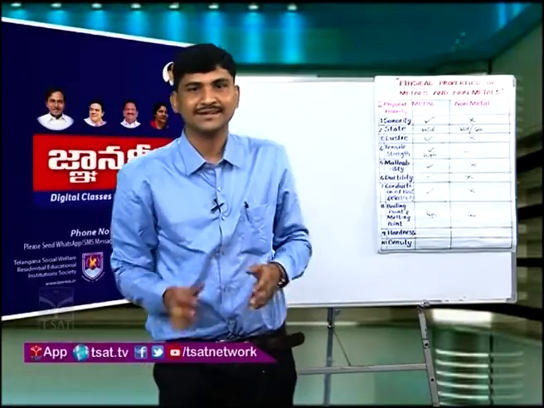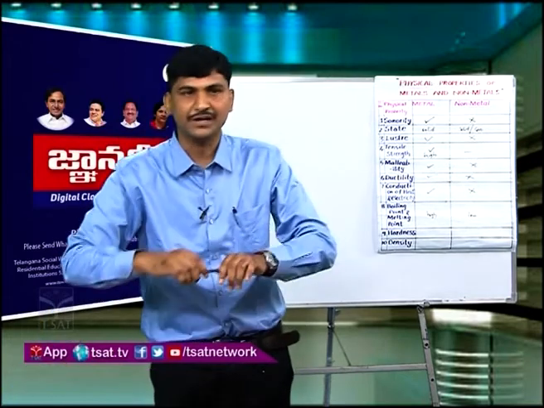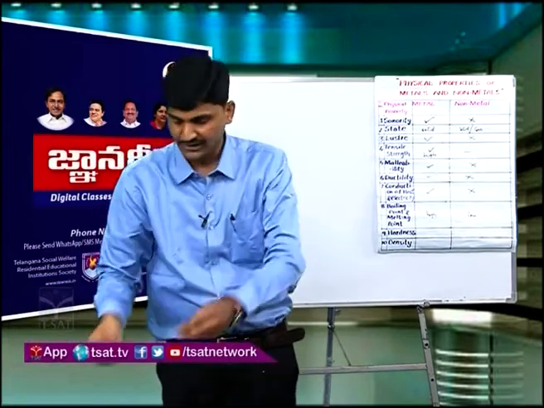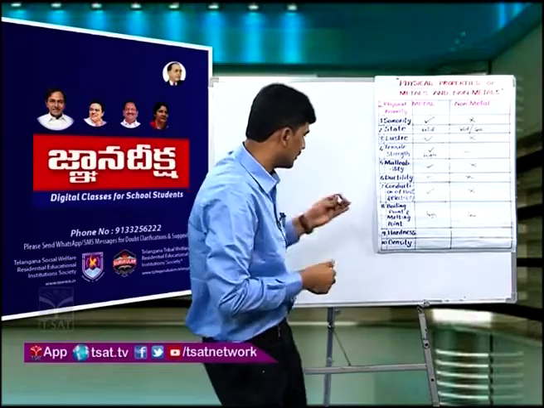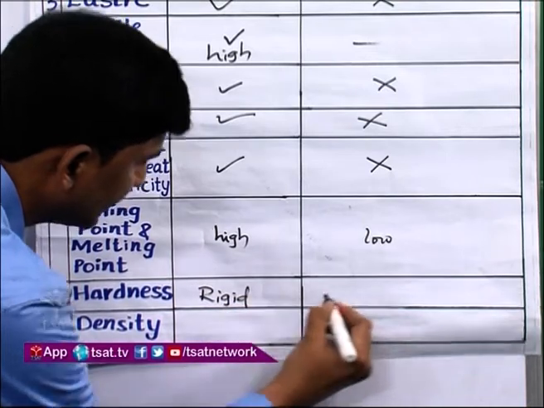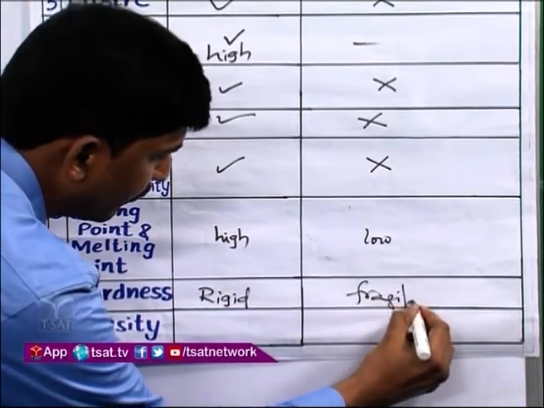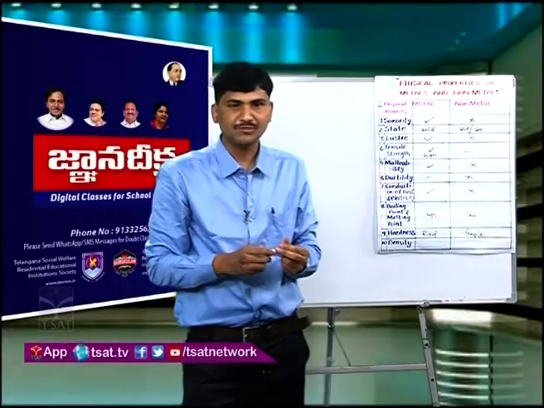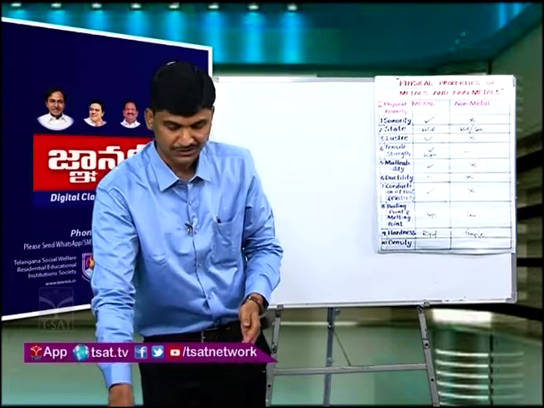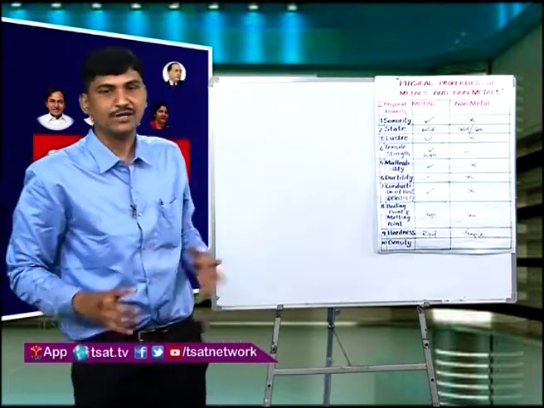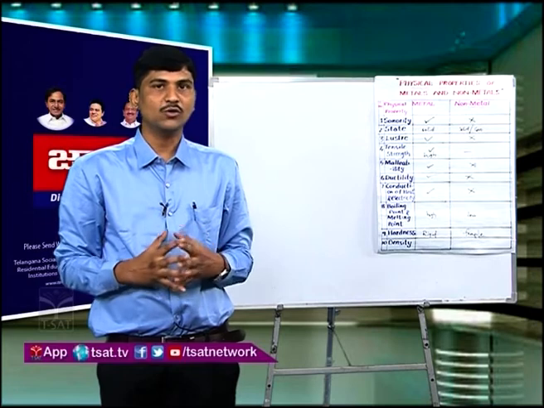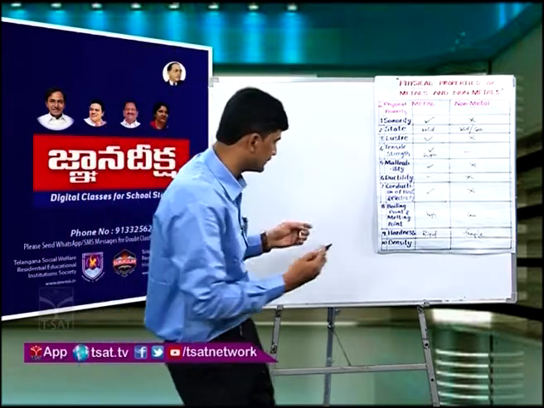What about hardness, children? Metals are very hard, they cannot be broken. What about non-metals? I am taking a coal, it is easily breaking, right children. So about hardness, metals are rigid, non-metals are fragile in nature. What is meant by fragile, children? Fragile is when a substance can be broken easily. Okay children, right. Next, the last property is density. Already you know children, metals have high density, non-metals have low density. So like this.